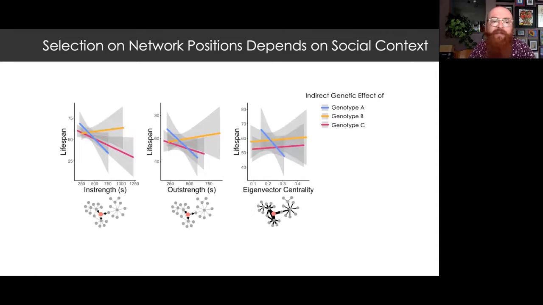For example, when individuals were paired with genotype B, the yellow genotype, then engaging in more social interactions, either in-strength and out-strength, or being more central to group structure, eigenvector centrality, had little to maybe a slight increased effect on individuals' lifespan. Yet if individuals were paired with genotype A, the blue genotype, then engaging in more social interactions and being central to group structure were costly for females' lifespan.